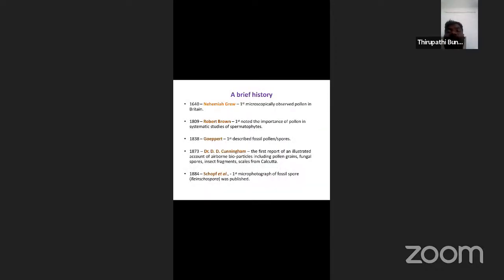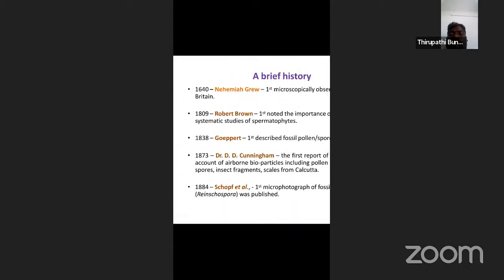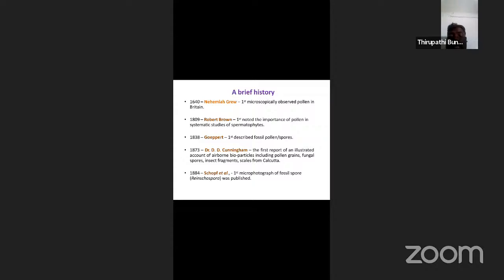A brief history of pollen grains. In 1640, Nehemiah Grew first observed pollen microscopically. Next, Robert Brown first noticed the importance of pollen. Goppert first described fossil pollens. Dr. D.D. Cunningham gave the first report and illustrated account of airborne bioparticles.